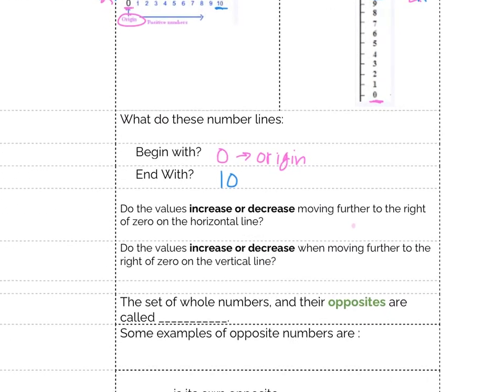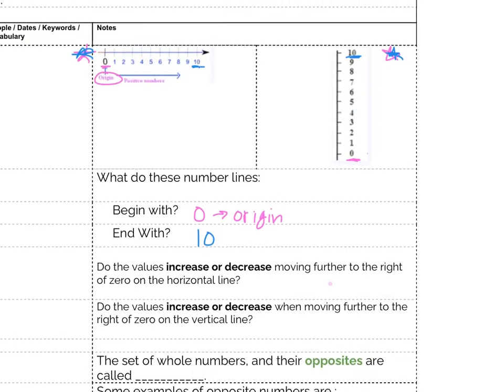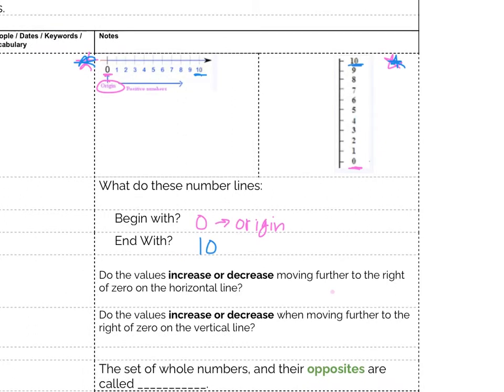So, do these values increase or decrease if we move further to the right of the 0 on the horizontal line? So the horizontal, I always like to rewrite that. Horizontal is this way. It's like the horizon, right? Straight across. So looking at this one, do the values increase or decrease as we go further to the right? They increase, right? Because they go 0, 1, 2, 3, 4, 5, 6, 7, 8, 9, 10. So I'm just going to highlight that one. They increase.